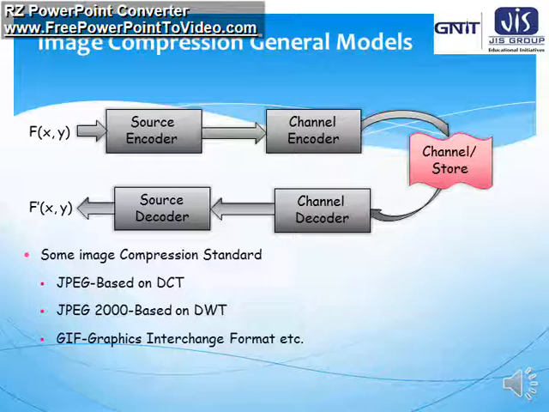Some of the image compression standards are here. One is JPEG, then JPEG 2000 and GIF. The full form of JPEG is Joint Photographic Experts Group, which is based on the discrete cosine transform or DCT. The JPEG 2000 model is based on DWT or discrete wavelet transform, and the last one is GIF, also known as graphics interchange format, etc. So these are some compression standards which we will discuss.